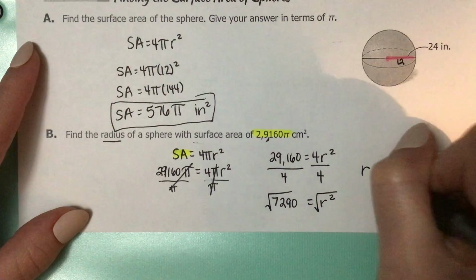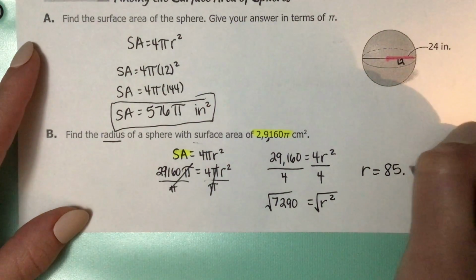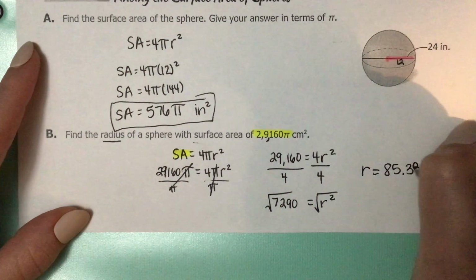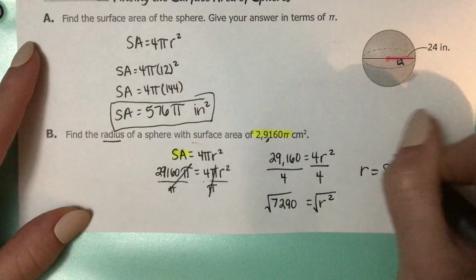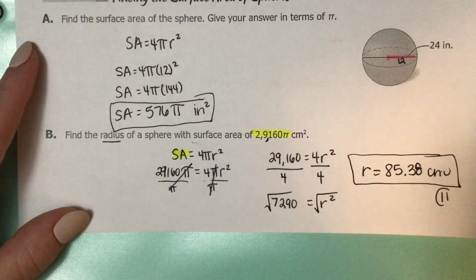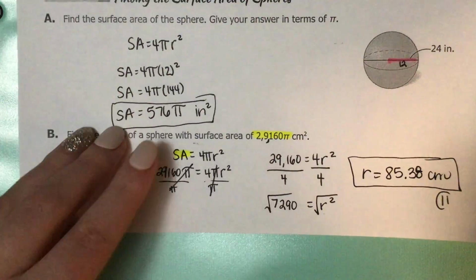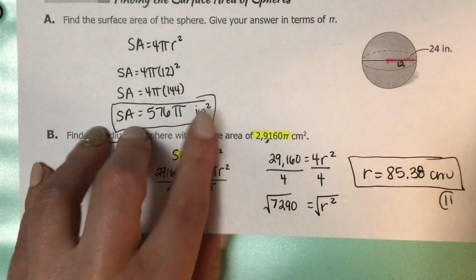So the radius is approximately 85.38 centimeters. Now this is just regular centimeters because we're not finding area anymore. It's just the radius, and a radius is a length. So that is just one dimension.